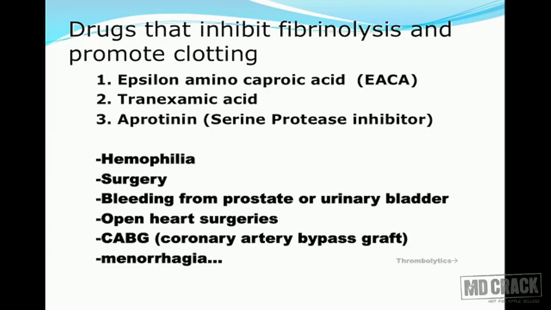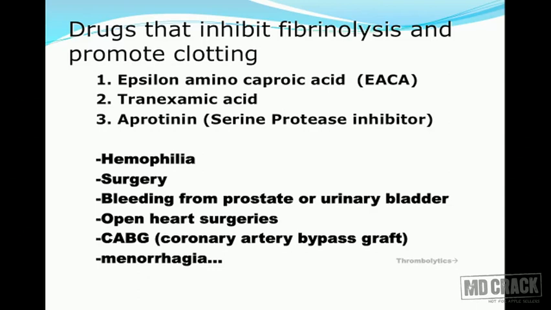useful to promote clotting. Number 1, hemophilia. Number 2, the bleeding due to the surgery or after the surgery. Bleeding from prostate or urinary bladder is a very important indication. You need to stop it emergently. Then bleeding during the open heart surgeries. Then coronary artery bypass graft, that's CABG, and sometimes in patients with menorrhagia. So these are the indications for the agents which promote clotting.